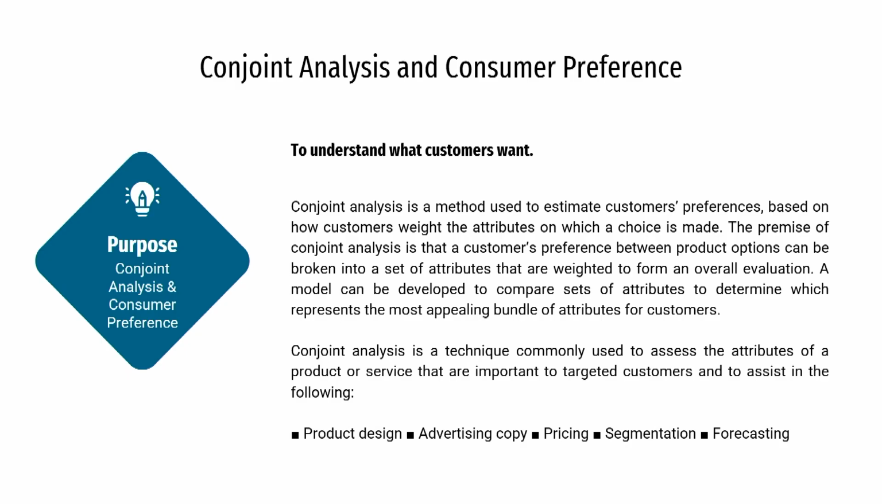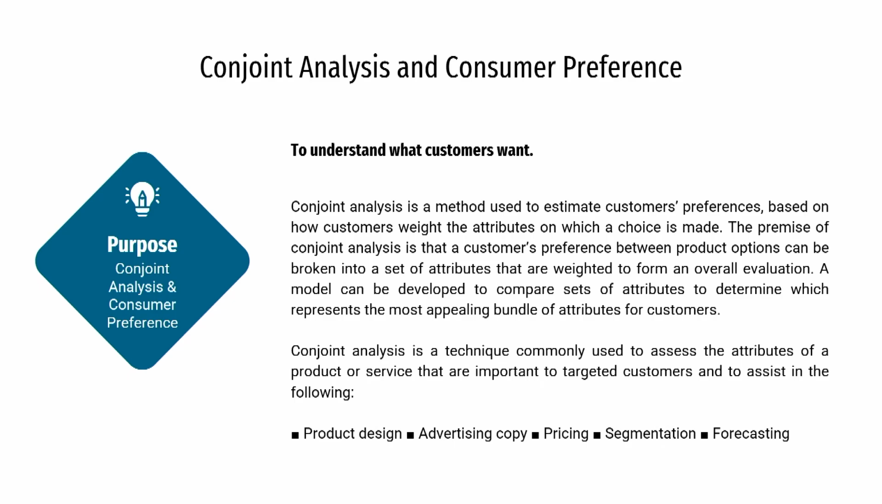Now let us look into the purpose of conjoint analysis and consumer preferences. As we have already said, the primary purpose of conjoint analysis is to understand what customers want. It is a method used to estimate customer preferences based on how customers weight the attributes on which the choice is being made.